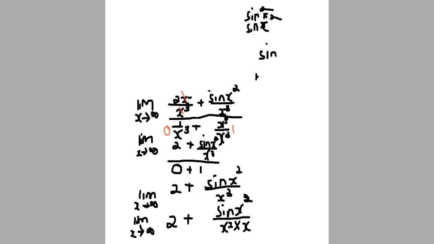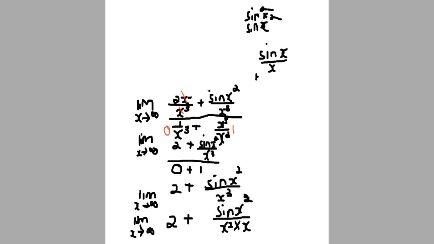Something like sine x over x. We all know that sine x over x is equal to 1, and x over sine x is equal to 1. Let me just use another marker to explain this part. It is very important.